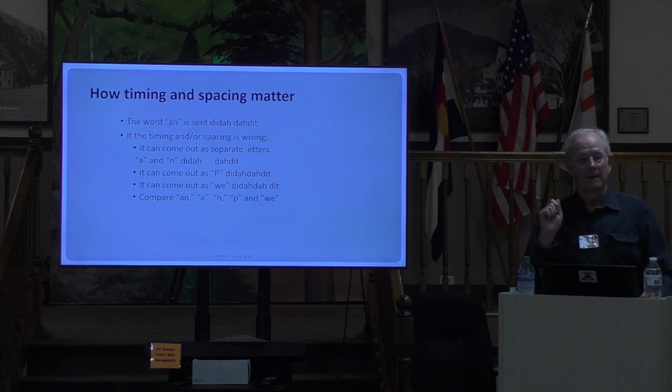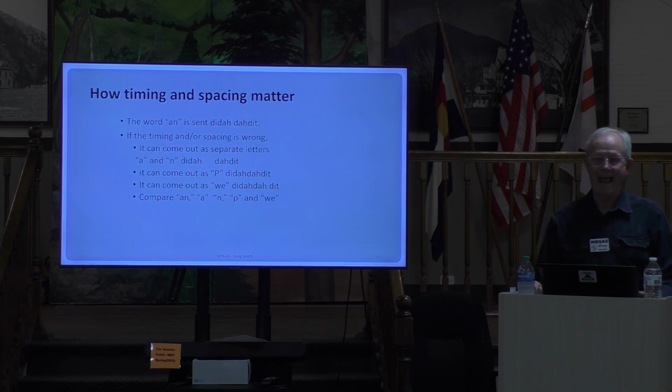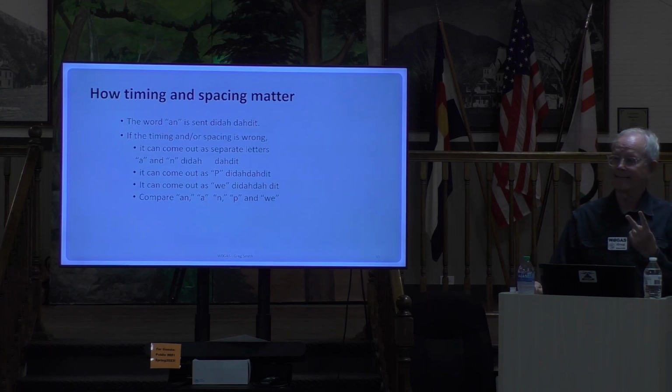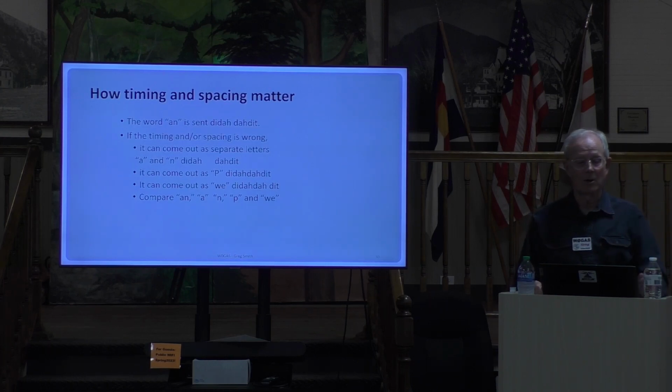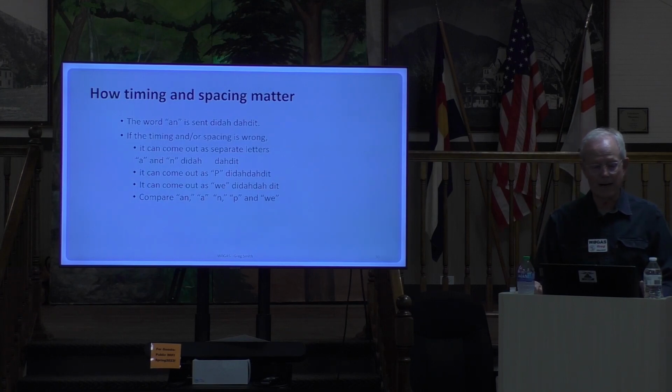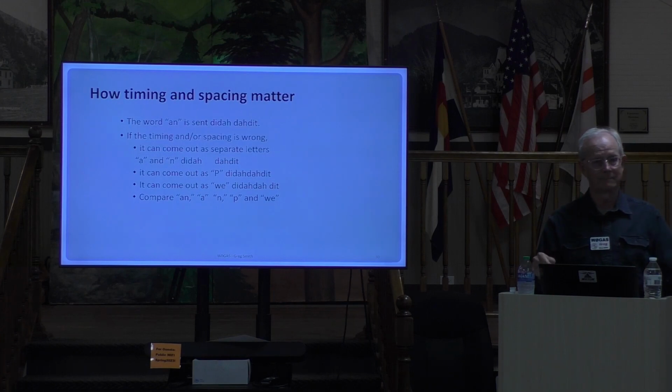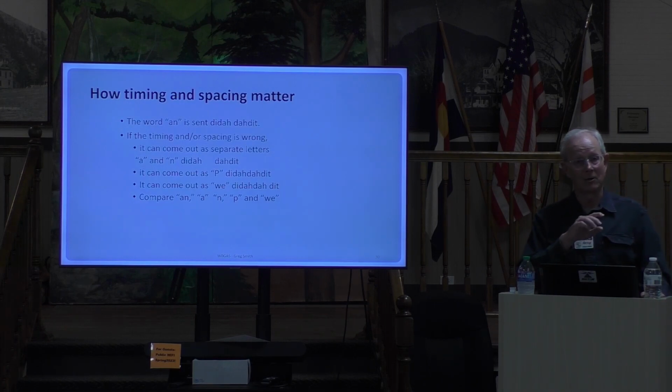So how does this all work? If you had the word "and," it's made up of 2 letters, A and N. A is dah-dit, and N is dah-dit. So if you are careful with that, you could send it as 2 separate letters. That's not the word "and," that's A and N. If I want to send it as the word "and," it runs together. And so you can see how that happens pretty fast.